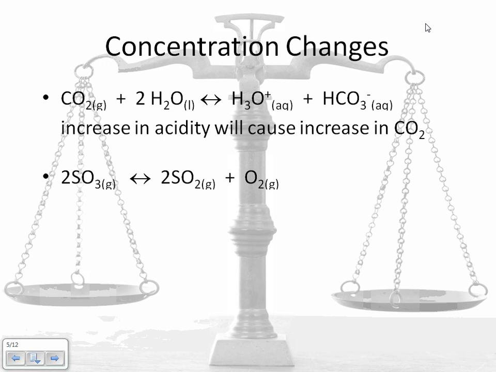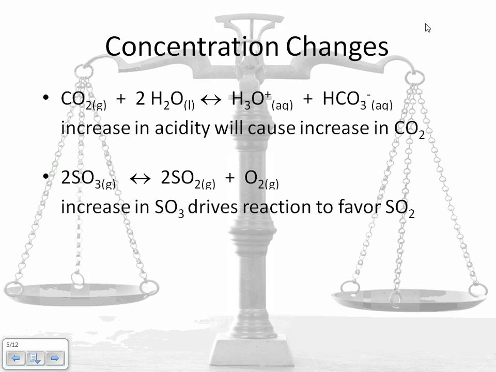Okay, let's ask you another question. Let's look at the second example. What would happen if I increased my SO3? So if I increased the reactants, what would happen? If this gets added, what'll happen? I'm not going to make even more of it, so I'm going to actually shift towards my product side in this case. I'm going to favor my products. I'm going to make more SO2, and I'm going to make more O2.